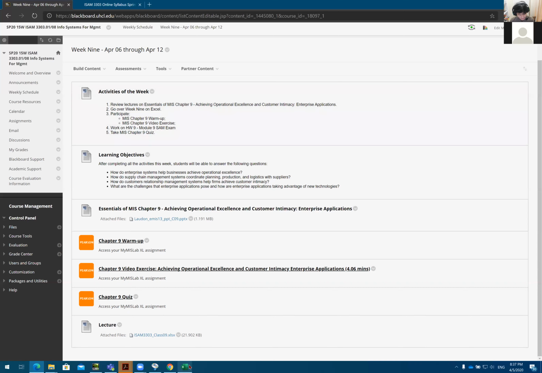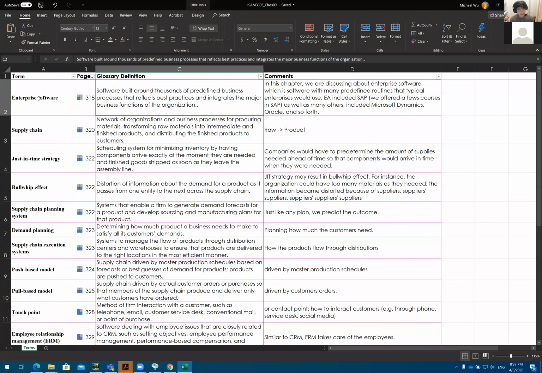Okay. So basically, in order to achieve customer intimacy, companies may have to use a software package called the enterprise application. So EA, there are several companies offering enterprise applications. They include SAP.